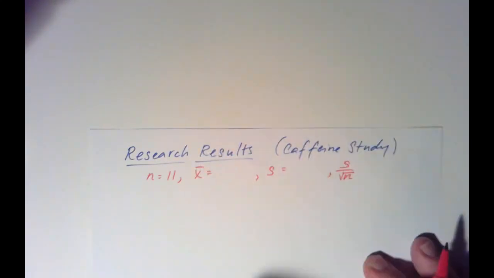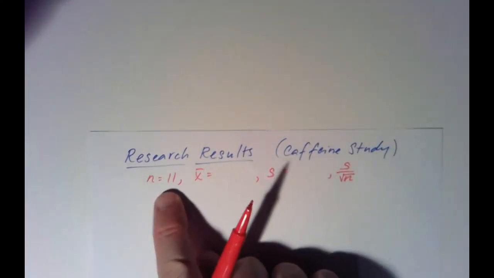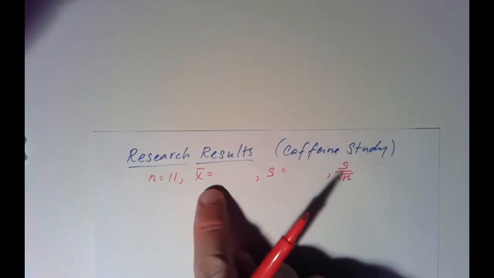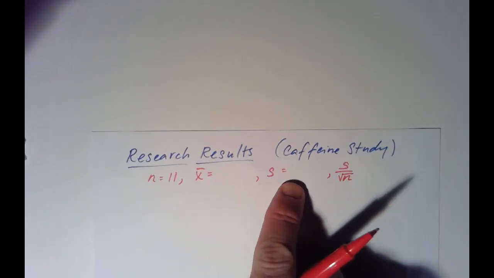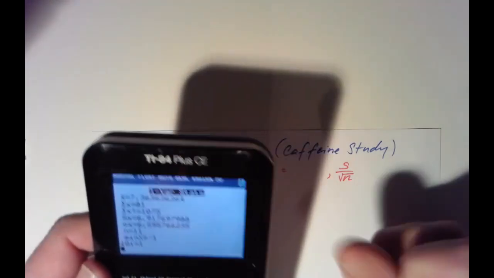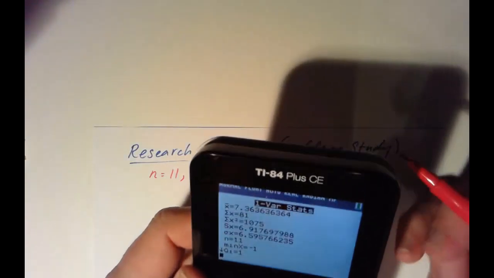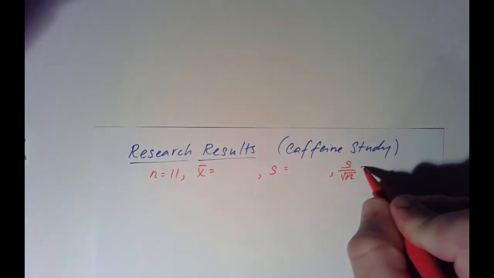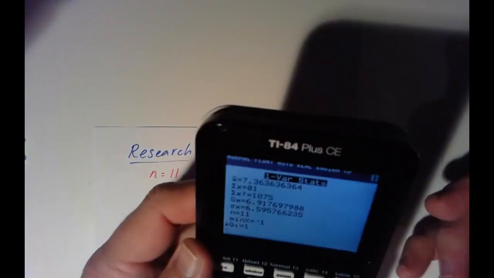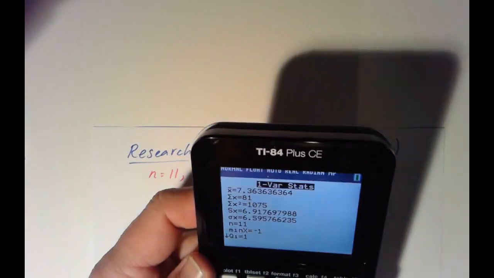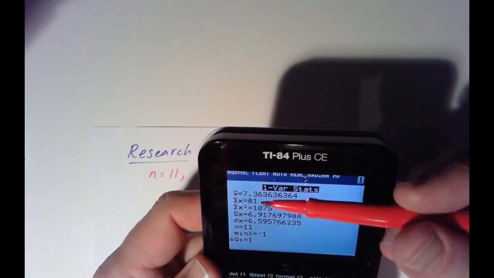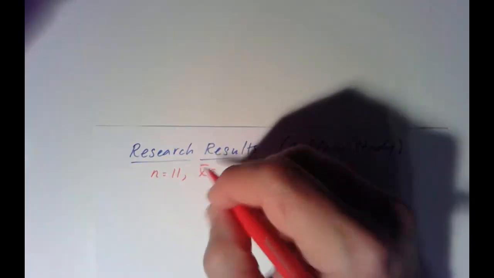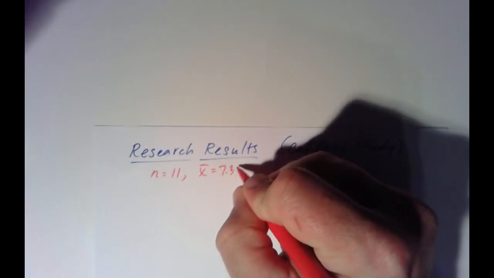And you'll notice I've set this up. I've already set our sample size. And we're looking for these two things, the sample mean and the sample standard deviation. And I don't know why they can't program the calculator to calculate this one for us, but we also need the sampling standard deviation. So there it is, 7.364. And then S was 6.918.